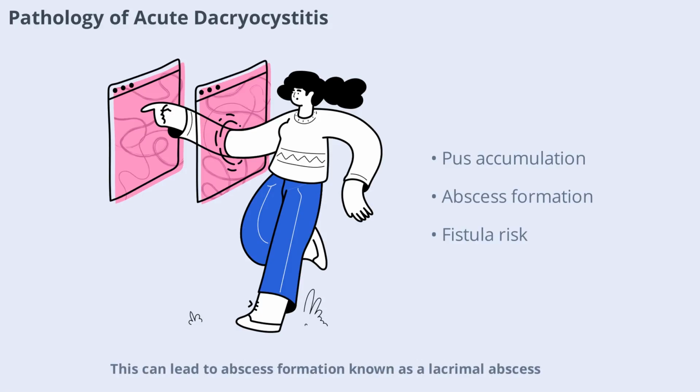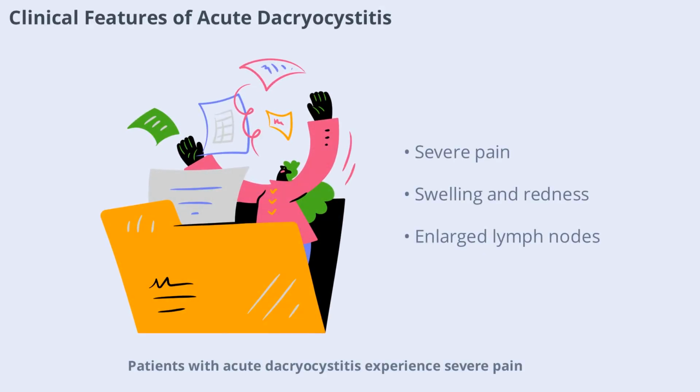This can lead to abscess formation known as a lacrimal abscess, which may rupture through the skin, forming a lacrimal fistula. Repeated attacks can result in chronic complications and scarring. Patients with acute dacryocystitis experience severe pain and a hot sensation over the sac area, marked swelling, tenderness, and redness of the skin. Regurgitation is usually absent due to blockage of the canaliculi by edema. Other signs include conjunctival congestion, enlarged submaxillary lymph nodes, and if an abscess forms, fluctuation in the sac area.